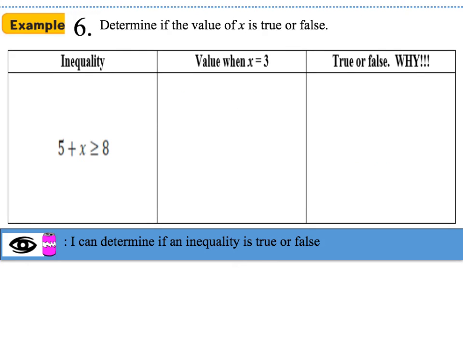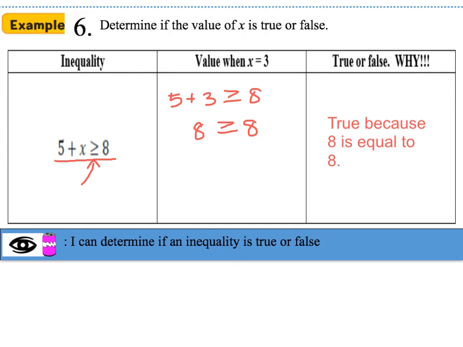For example 6, it says determine if the value of x is true or false. So in this problem, they are still giving us an inequality. The only difference is this inequality has a greater than or equal to symbol. So let's go ahead and plug in the value of 3 for x and see what we come up with. So 5 plus 3 is greater than or equal to 8. 5 plus 3 is 8. This statement says 8 is greater than or equal to 8. This is a true statement because 8 is equal to 8.